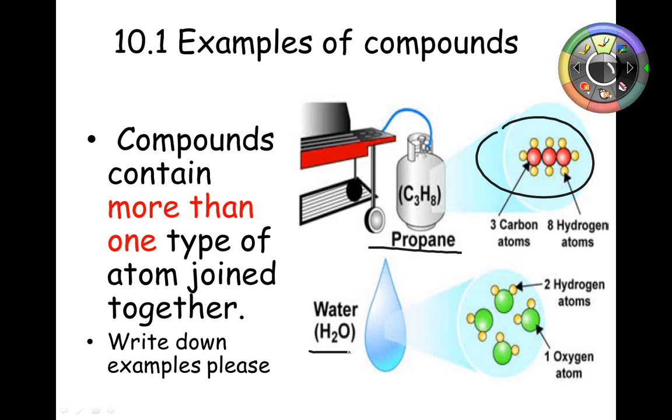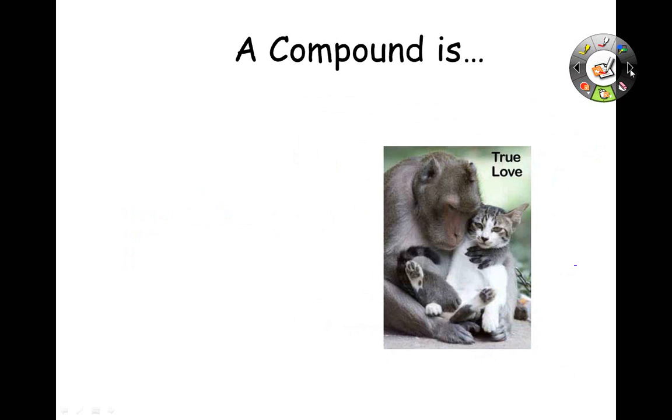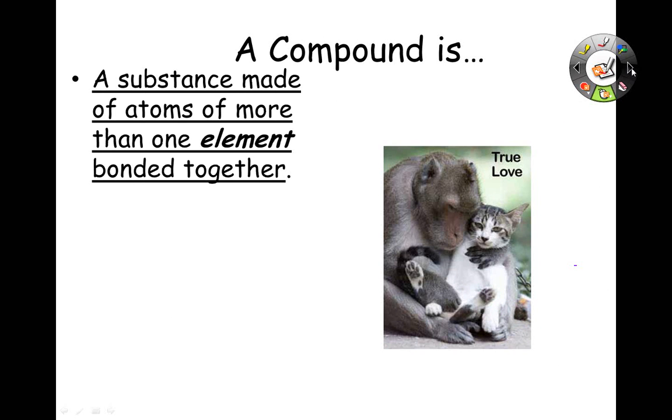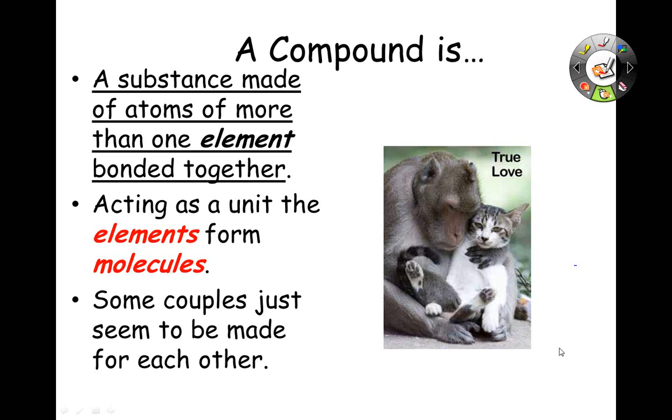Water, we've talked about that. It kind of looks like Mickey Mouse ears there. The oxygen is the big green thing. The two yellow things are the hydrogen atoms. A compound is a substance made of atoms from more than one element bonded together. Acting as a unit, these guys form molecules. Some couples are just made for each other.